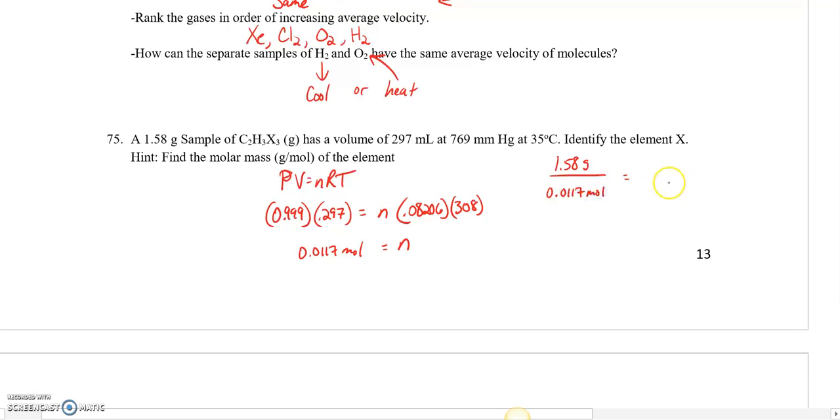If we do a mass over the moles, we get the molar mass. We divide these, you get 134.6 grams per mole. And I'm going to subtract the mass of 2 carbons and 3 hydrogens. That'll leave us with 107.6 grams per mole. And that's for X3. We got rid of the C2 and the H3. So to find the individual mass of X, just divide this number by 3. And you get 35 and some change grams per mole.